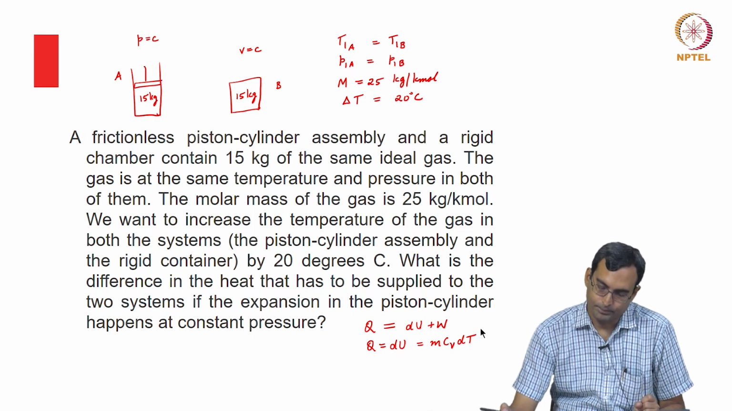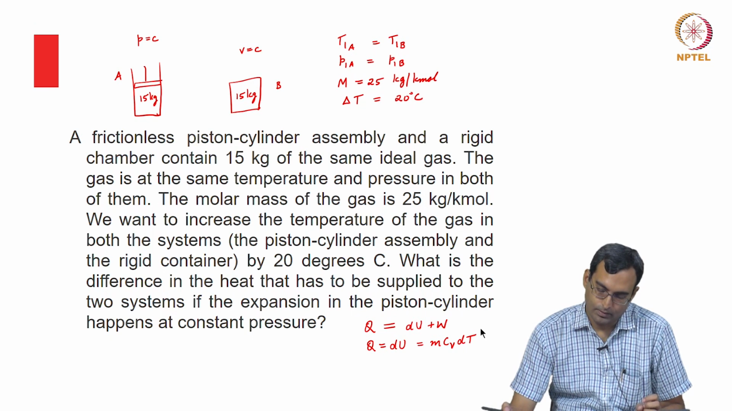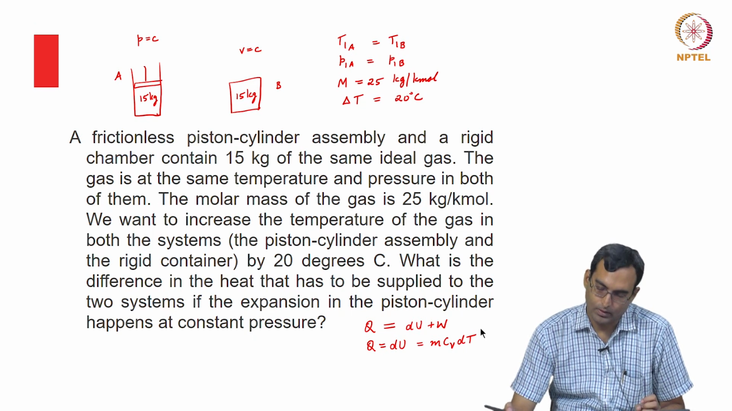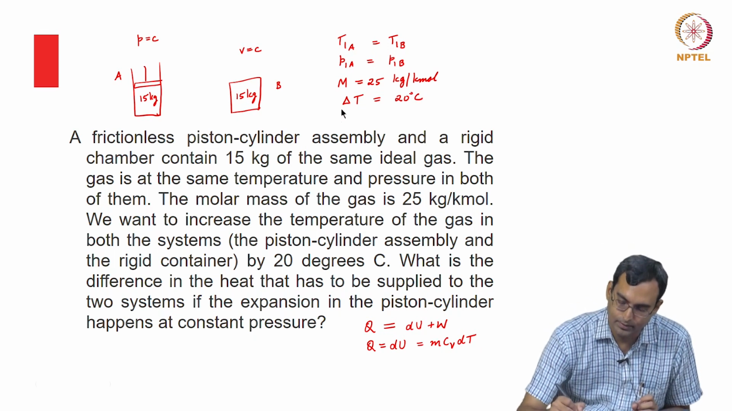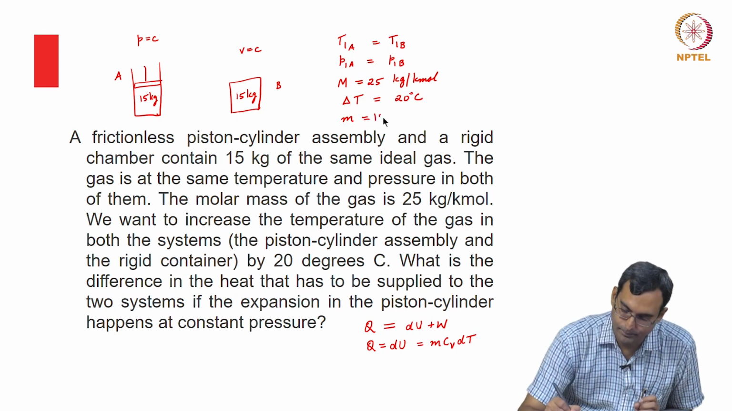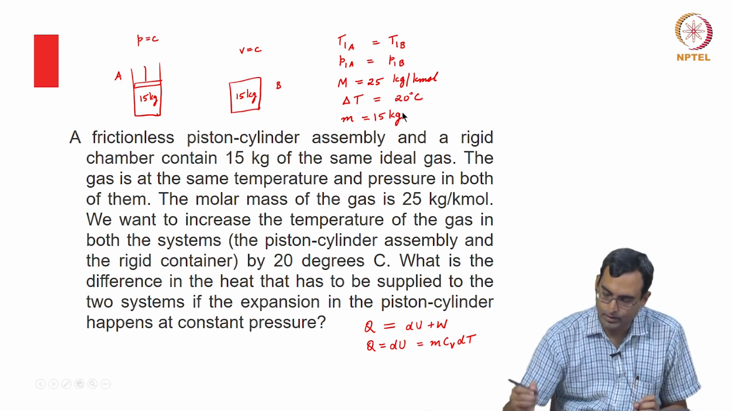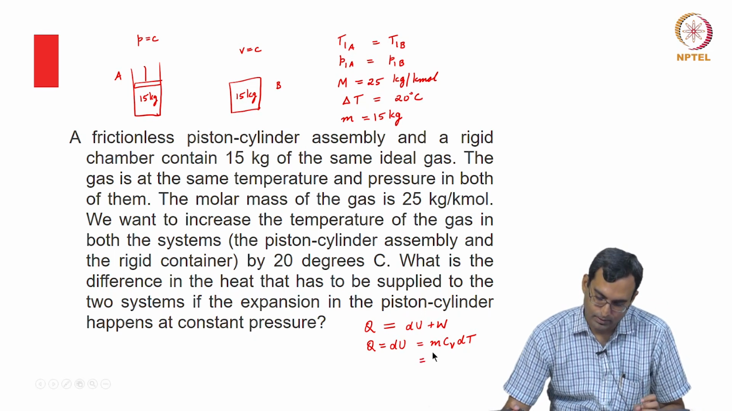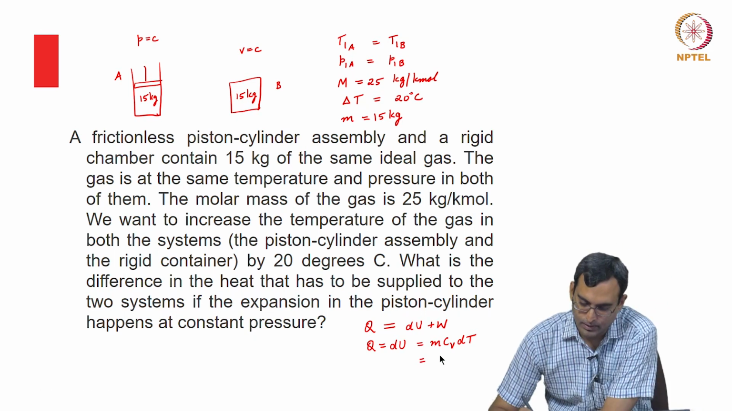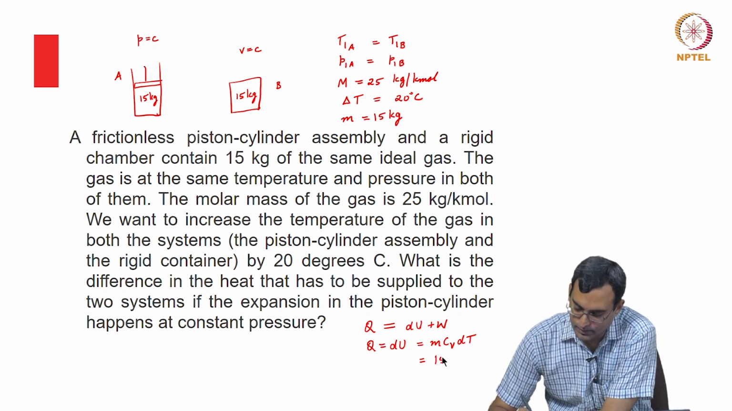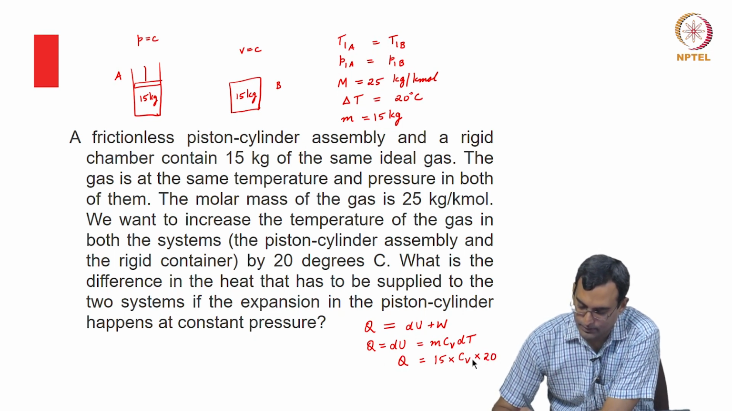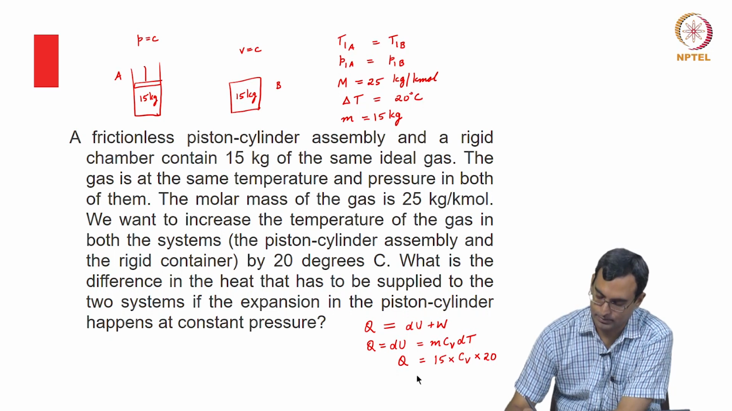We know the molar mass, we also know the mass, it says 15 kg. So, we have mass is 15, into Cv, into 20. So, this is the amount of heat in the rigid chamber in B.